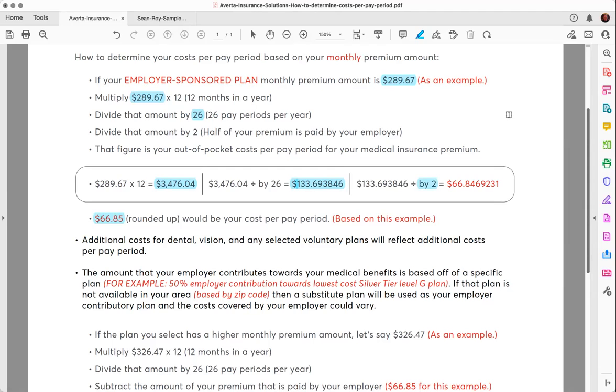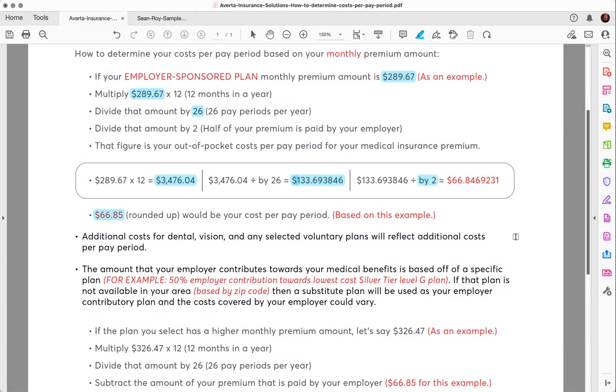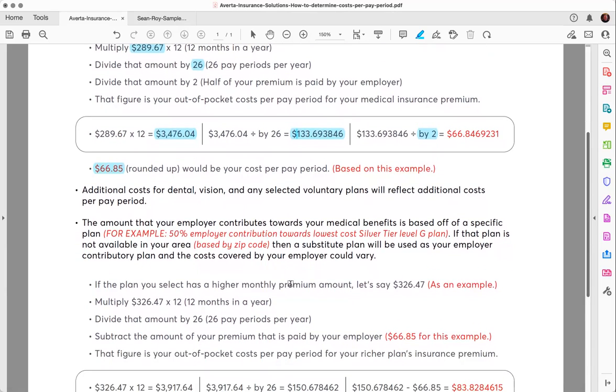A lot of people take this and divide it by 12 because there are 12 months in a year, and they just go by half and think that's it. That is incorrect. So if you are just selecting your employer sponsored plan, you know for certain that that is the amount that you and your employer both equally cover, because it's 50%. Obviously, any additional cost for dental, vision, and any selected voluntary plans will reflect additional cost per pay period. So keep that in mind.